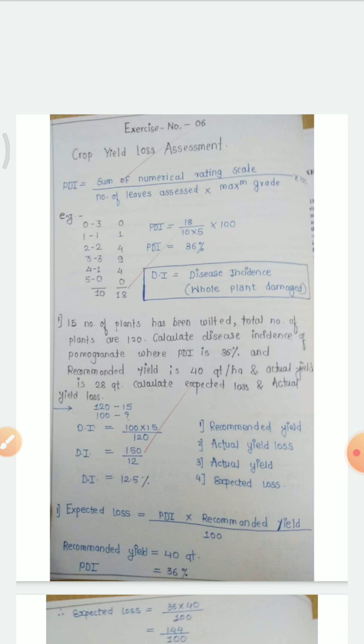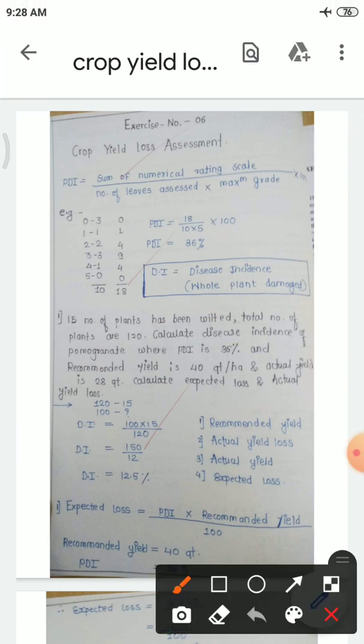Suppose a scale is given just like this: 0, then 1, 2, 3, 4, 5. We already discussed that 0 means the disease appears up to near about 0 to 10% on the plant. Then 1 means near about 20 to 25% disease occurred on the crop. 2 means 25 to 40% of loss. 3 means 40 to 55% of loss. 4 means 50 to 75% disease appeared on the crop. And 5 means 75 to 100% damage will be observed on the crop due to the attack of the pathogen.